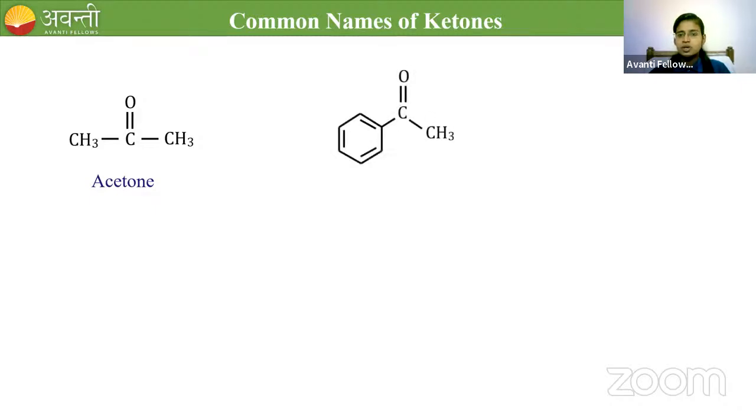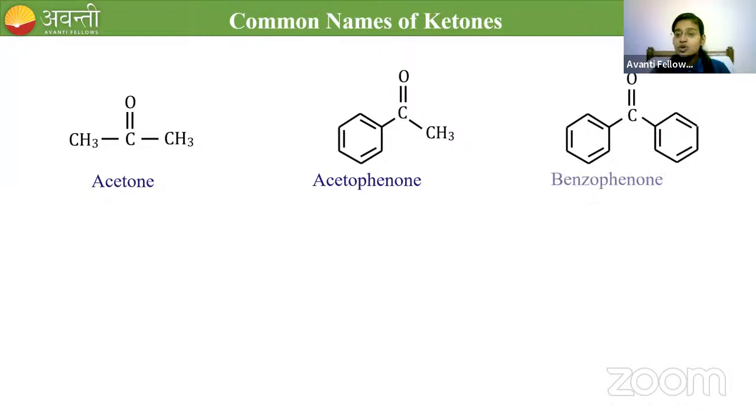The second compound is C double bond O attached to one phenyl ring and one methyl. What is the name of this compound? If one phenyl ring and one methyl group are attached, then it is called acetophenone. If both the groups are phenyl, like this, then it is called benzophenone.